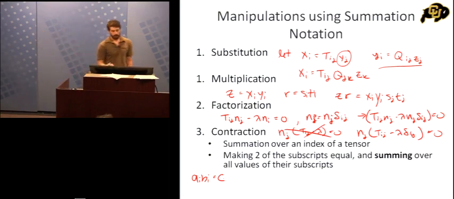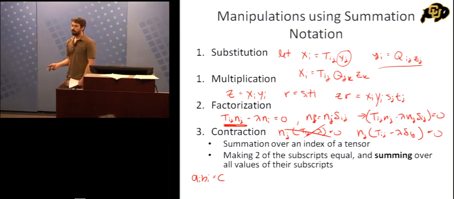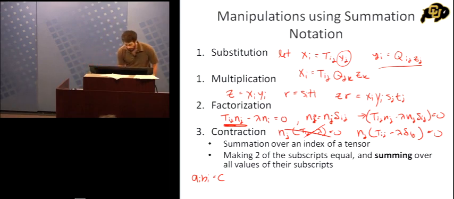This term up here, I'm summing on j, which is an index of these tensors. So that's a form of contraction right there. And then another thing that you might be familiar with, the trace. I think that's the example I wrote down. The trace of a matrix.